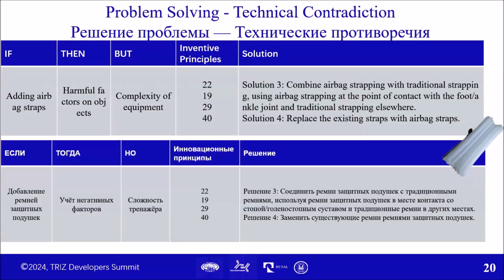Technical contradiction solving is then used to solve problems for which no solution could be derived directly before. And based on the improving and deteriorating parameters of each contradiction, the inventive principles that can be used are identified, and the corresponding solutions are given based on the inventive principles.